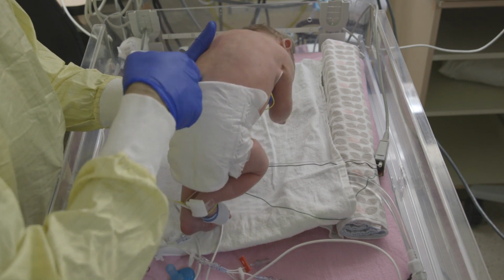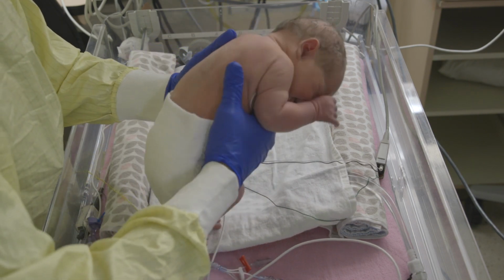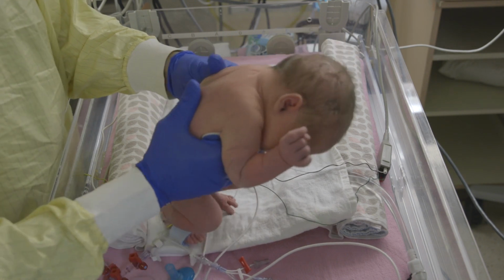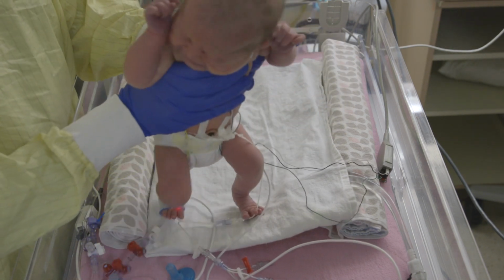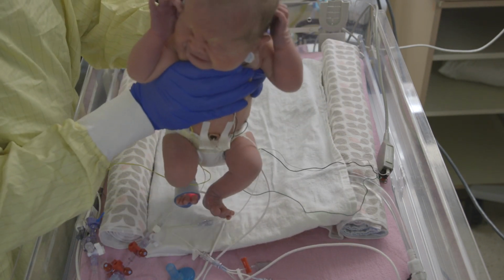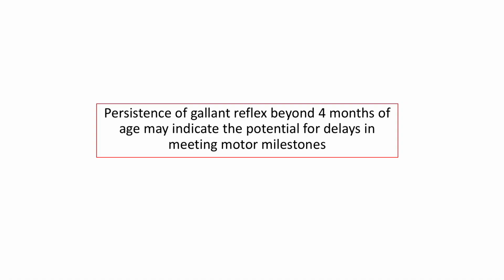In this reflex, scratching of the skin on the infant's back from the shoulder downwards, lateral to the spine, results in a curving of the trunk, with the concavity on the stimulated side. It normally disappears by 4 months of age. Persistence of the spinal Gallant reflex leads to a delay in motor function, difficulty in sitting, and sensory hypersensitivity.